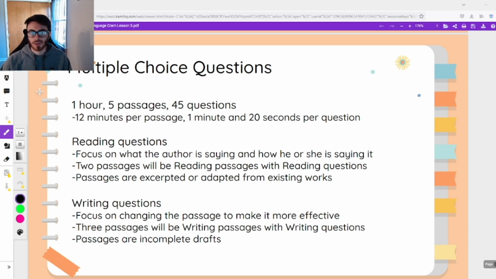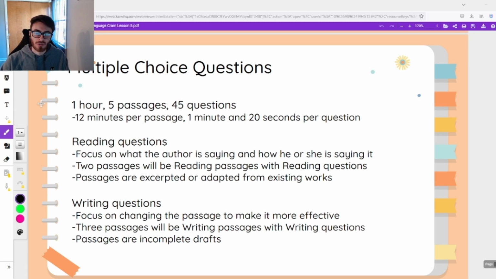Obviously, these are just averages, right? These are approximate ideas of how much time you have for each. You can spend more time on some questions, less time on other questions. You'll spend some time on the passage itself before you even get to the questions. So don't feel like you have to stick to this, but this just gives you a general idea of approximately how much time each question should be taking you.